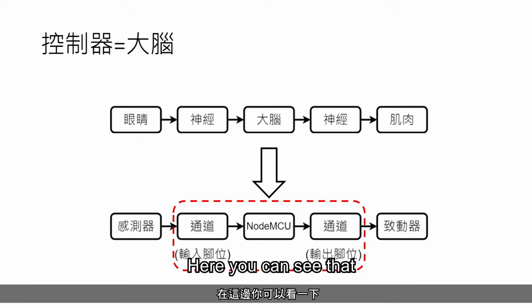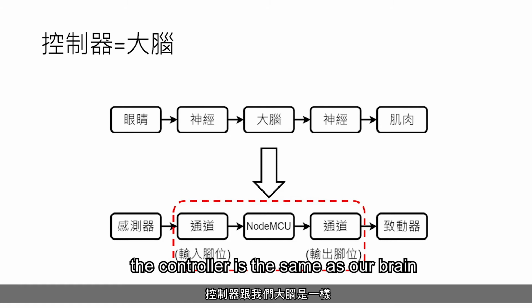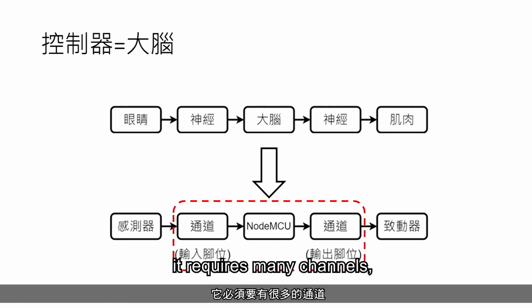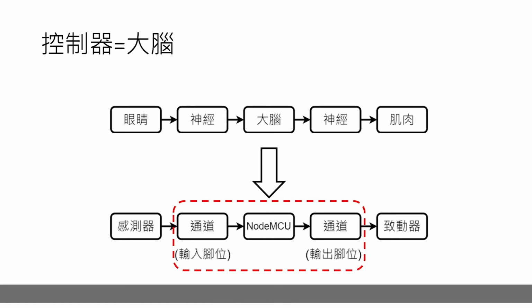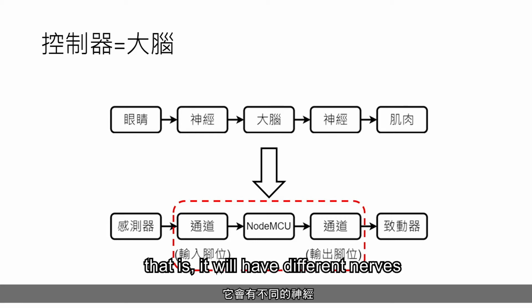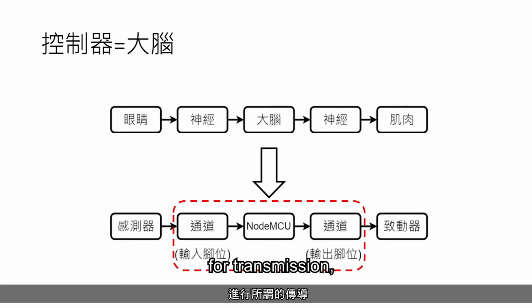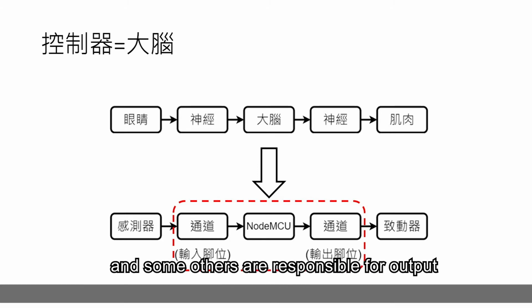Here you can see that the controller is the same as our brain. It requires many channels. That is, it will have different nerves for transmission, so its channels can be seen as its nerves. Some are responsible for input and some others are responsible for output.